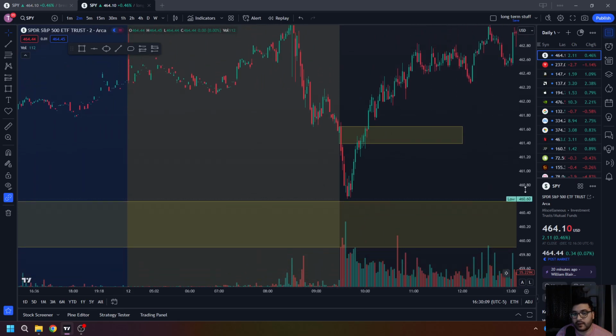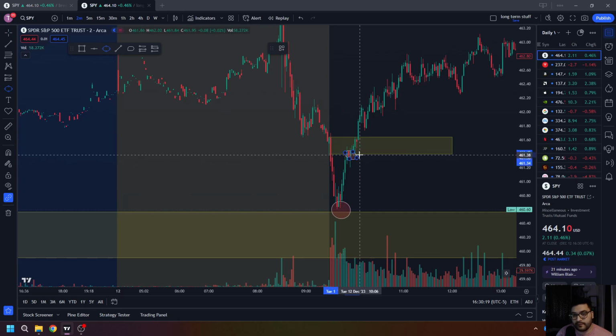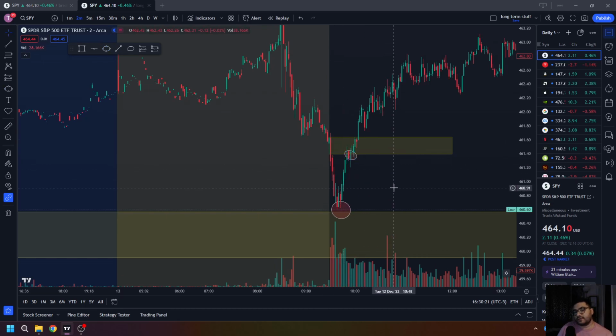Okay, if you want to play calls, you have to be careful. If you enter calls right in this box, okay, if you enter calls here, you want to try and get out of calls right over here, because the expectation is the stock is going to bounce. Okay, again, these are all just supply and demand boxes, right? That's something that you have to keep in mind.